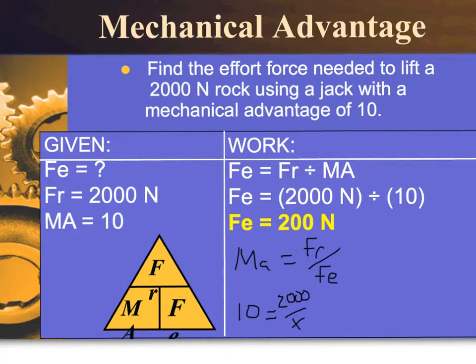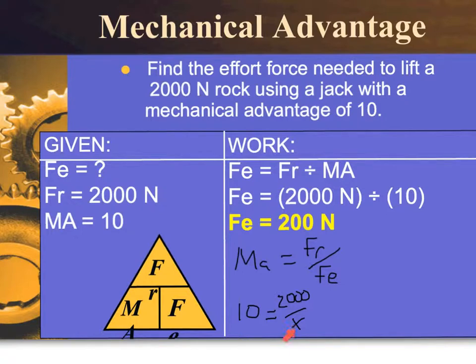now that's where the algebra portion of physical science comes in. If you're not comfortable taking an equation and rearranging it in order to get it in a new form, then take that existing equation and fill in the components from our problem and do algebra and solve for x. We know that our mechanical advantage is 10. We know that our resistant force is 2,000, and here we have x.